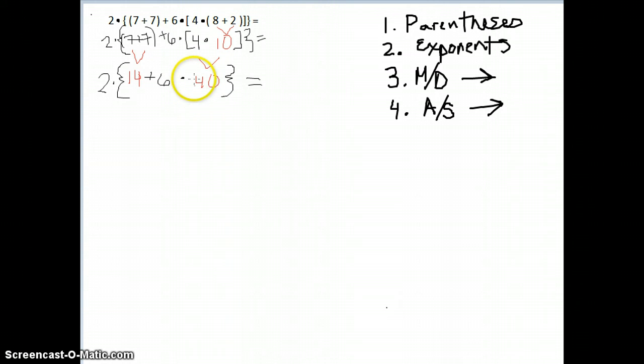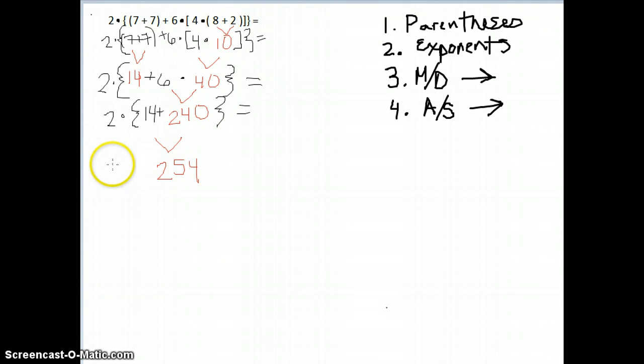So according to order of operations, we need to do multiplication before we do addition. So we'll do that multiplication. 6 times 40 is 240. And then again, I'm going to copy the rest of the problem just like it was. And now at this point we have just one operation left inside the parentheses, 14 plus 240. So we add those together and get 254 and copy the rest of the problem down.